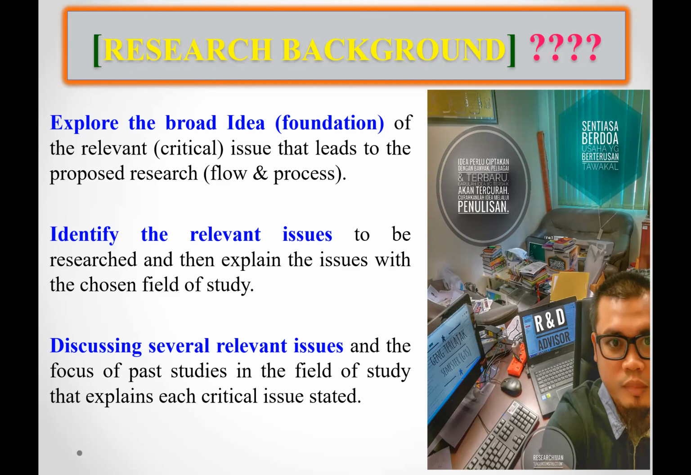This is the issue. From this issue, you can know what the problem of the research is. From this problem, to solve it you need to put in specific objectives. What's your objective number one? Let's say you have three problems. Problem number one can be solved by objective number one. Problem number two can be solved by research objective number two. Problem statement number three, you can solve by research objective number three.